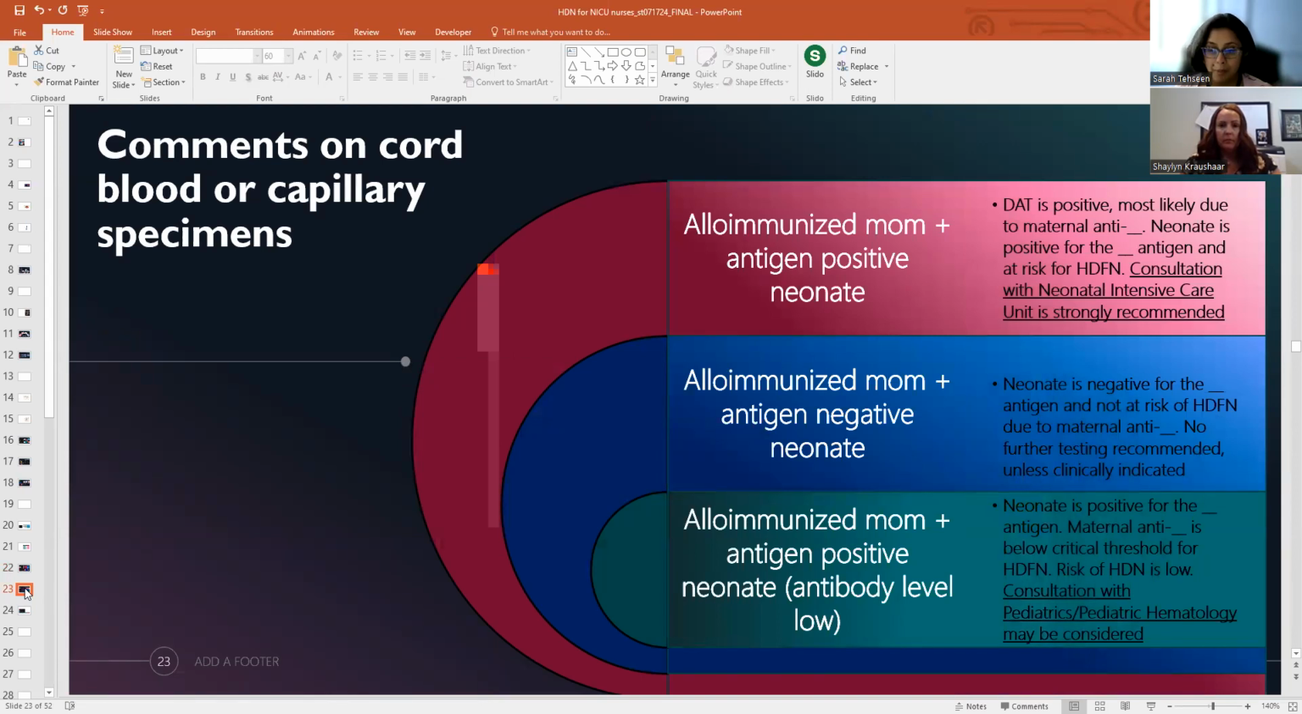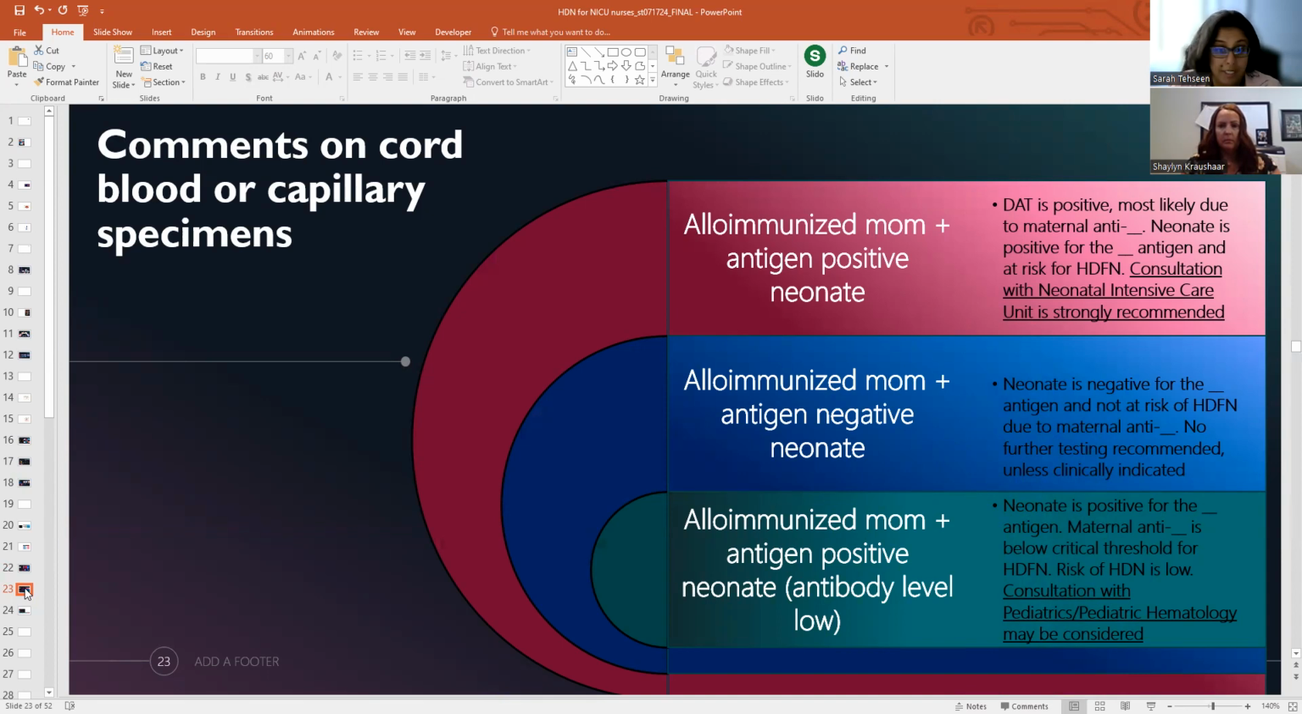I want to quickly talk about the comments that you will see on the cord blood testing, just to be mindful of what they look like. So let's say you have an alloimmunized mom and you have an antigen positive neonate, and the cord blood testing is performed and the DAT is positive. So it will say DAT is positive, most likely due to maternal antibody, anti-D. Unit is positive for D antigen, risk of HDFN, consultation with NICU is recommended.